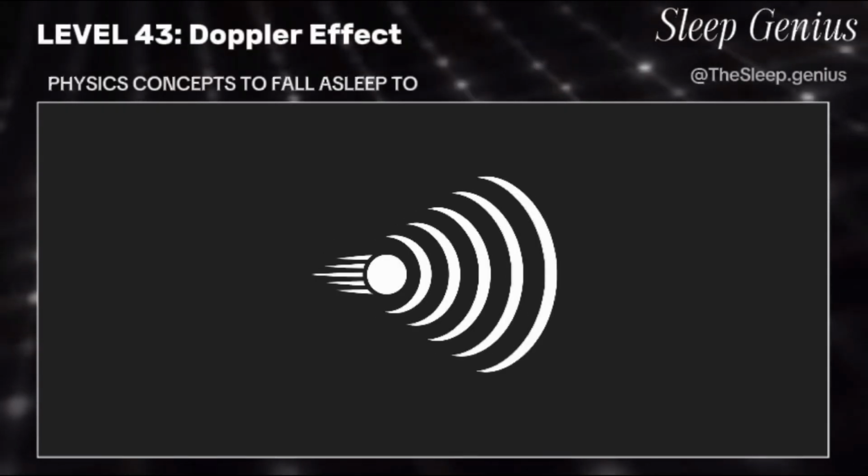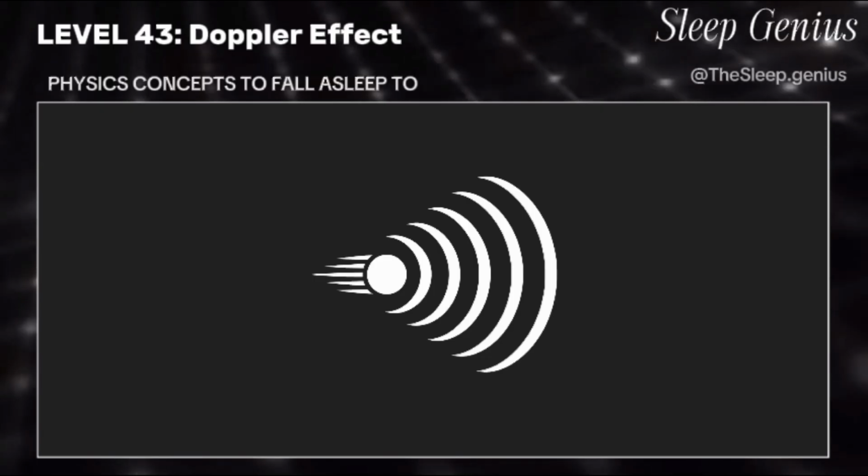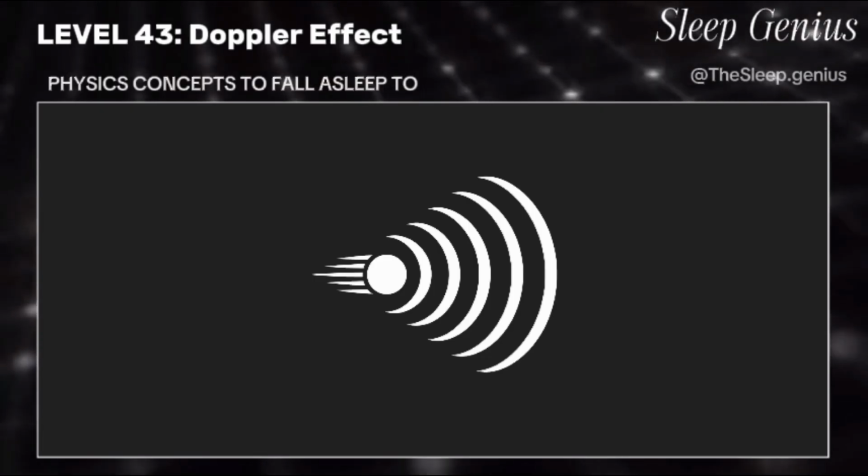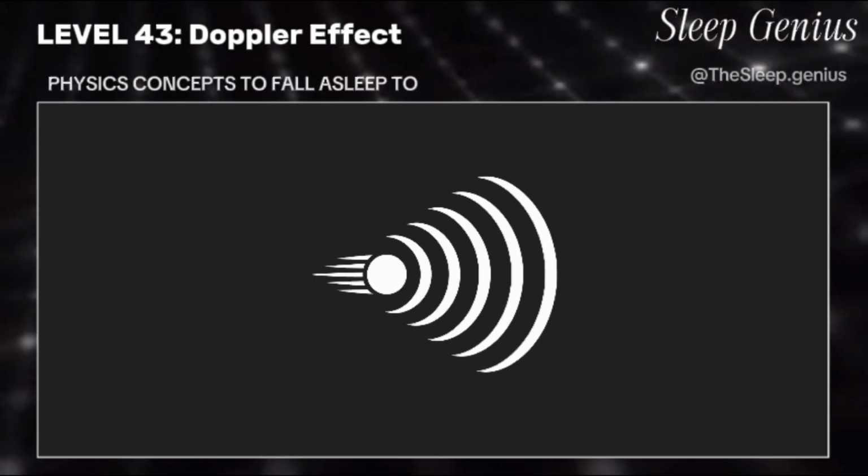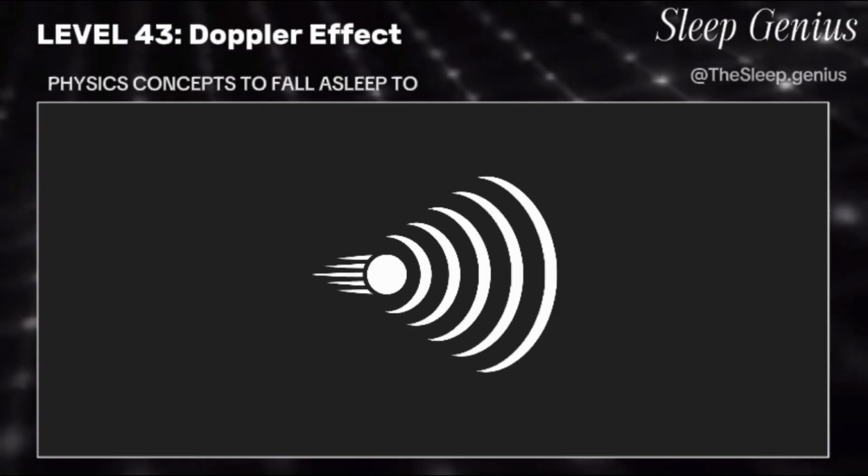The Doppler effect explains how motion changes the way waves are observed. When a sound or light source moves toward an observer, the waves seem closer together. When it moves away, the waves spread out. The key idea is that motion affects frequency and wavelength.